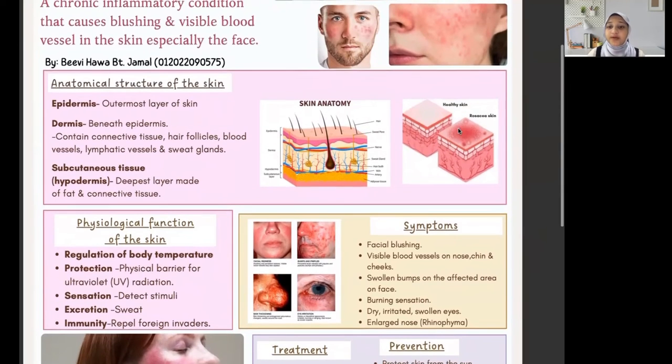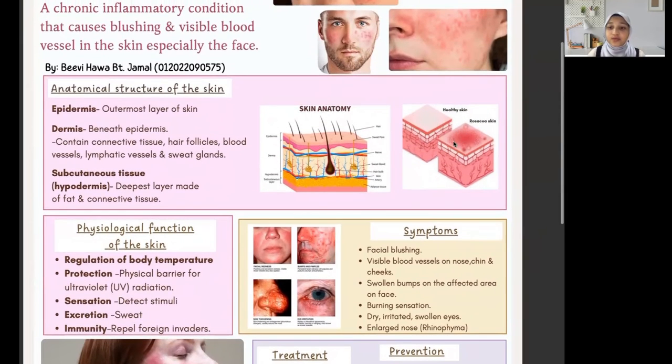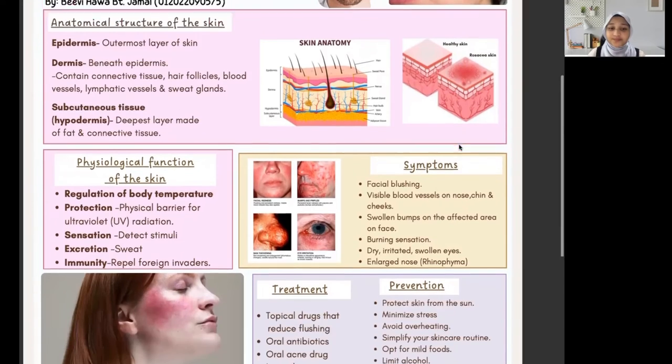Here we can see the comparison between healthy skin and rosacea skin. We can see that the healthy skin is clear and healthy, while the rosacea skin has inflammation, visible blood vessels on it, and also some small pus-filled bumps.